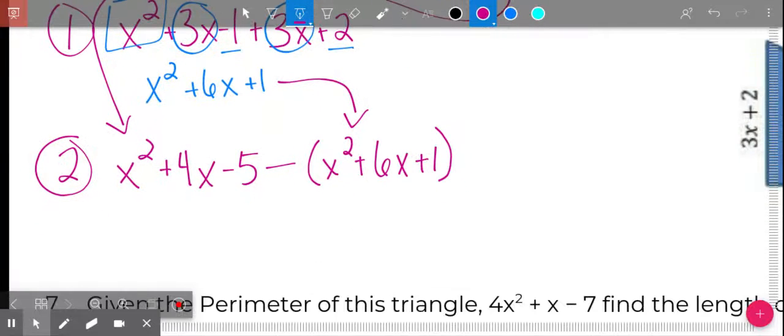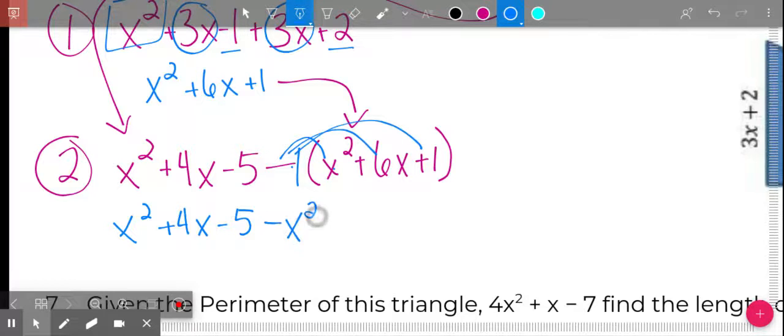Now looking at this, we are using subtraction. So we're going to have to write in that negative 1 up front and we're going to distribute. So this first set doesn't change. And we're going to subtract the second set. So negative 1 times an x squared gives me negative x squared. Negative 1 times 6 gives me negative 6x. And negative 1 times 1 gives me negative 1.